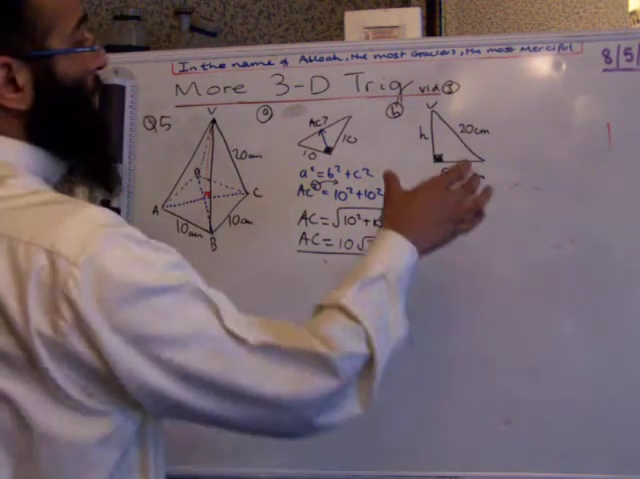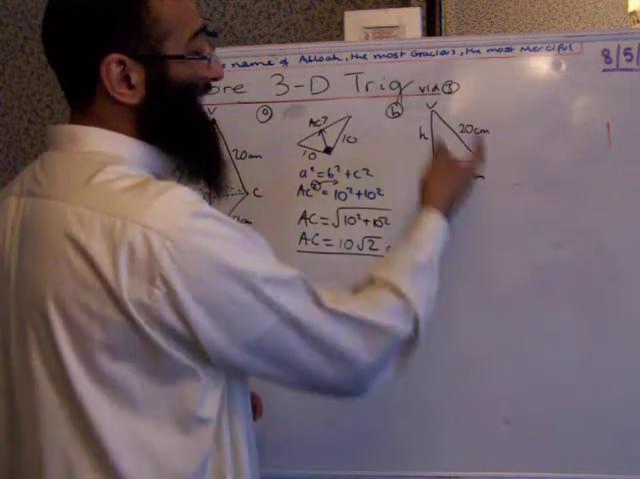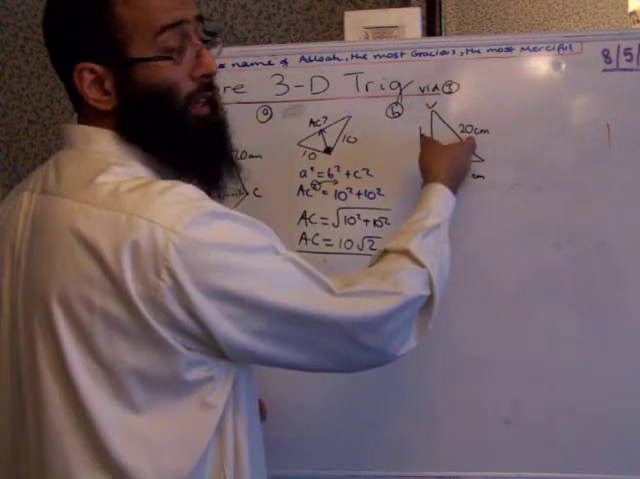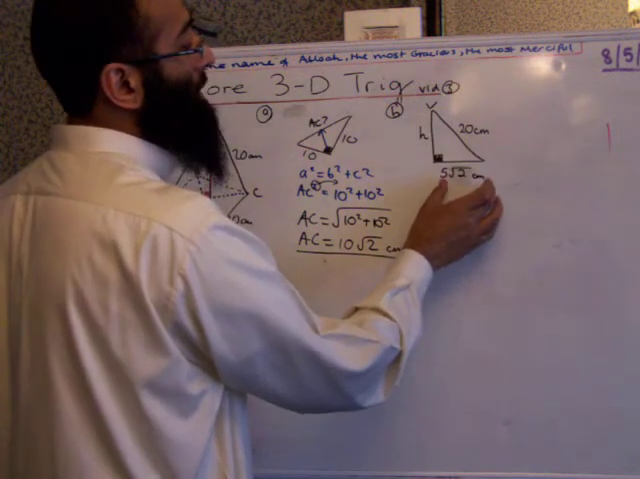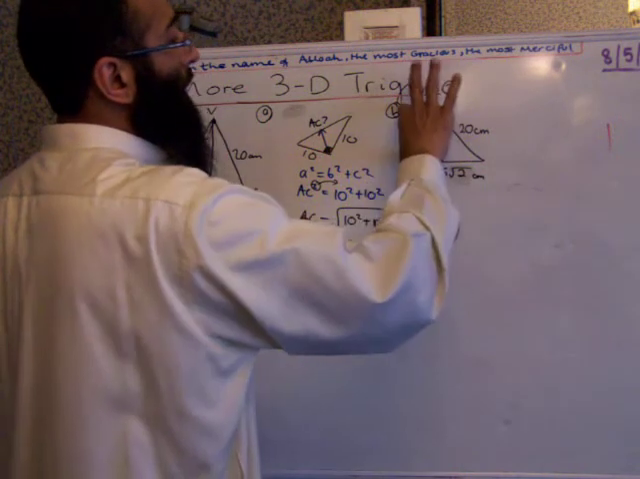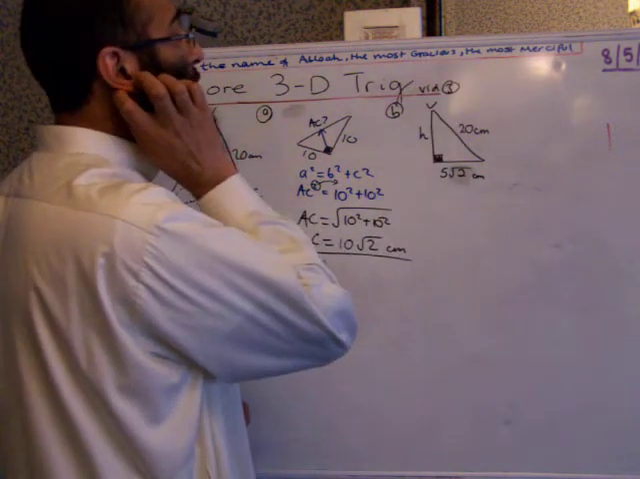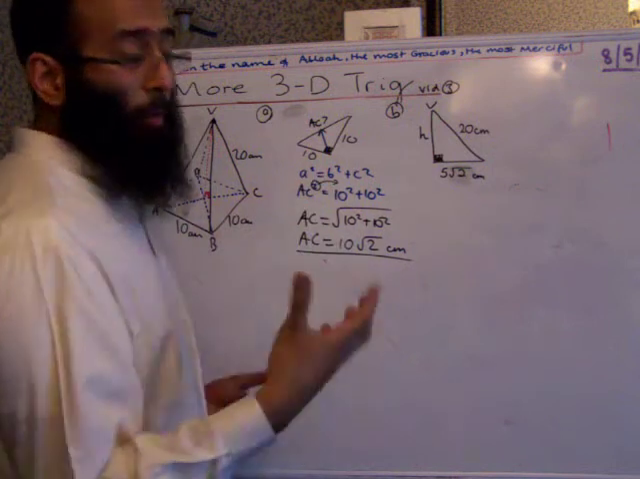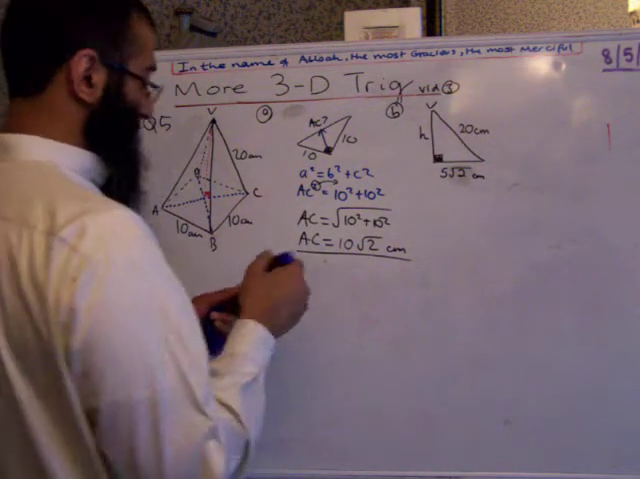Now, if you look at this question over here, we've got a right angle triangle. We know the hypotenuse this time. We know the adjacent, the bottom, and we need the height here as well. Now what we need to do is use the same formula for Pythagoras theorem. So let's start again with the same formula.